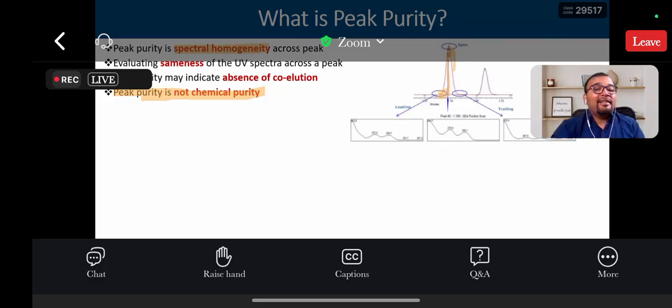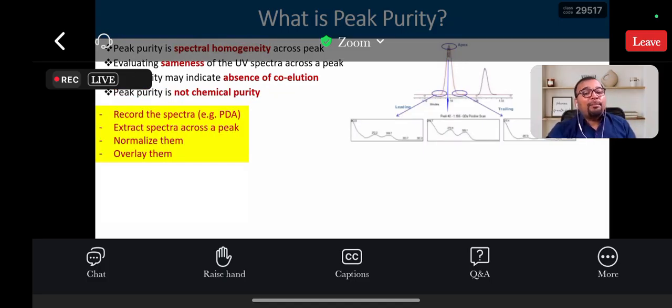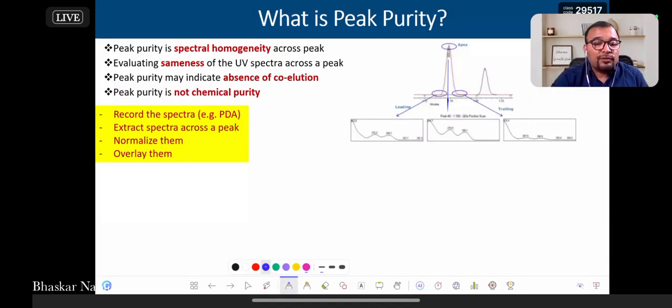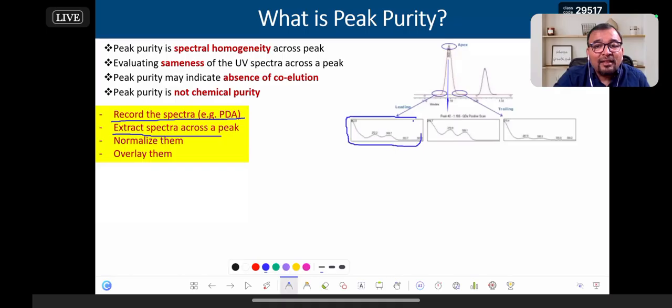What are the various stages in calculating the peak purity? First and foremost, you record the spectra by using the photodiode array detector. Then extract spectra across the peak. Look at it, we have extracted the spectra at the leading, at the apex, and maybe at the tailing. Then they normalize them.